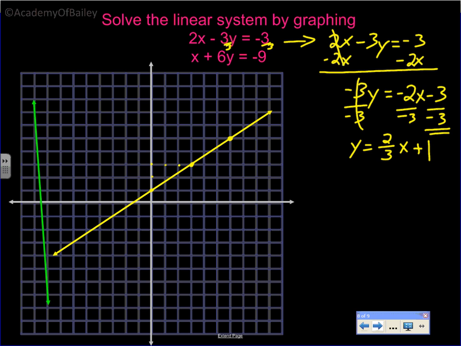That's what we have. That is the equation for 2x minus 3y equals negative 3. All right. So now, looking at the next one, it says x plus 6y is equal to negative 9. I know if I try and find the y-intercept, I'm going to come up with a fraction of negative 1.5. So what can we do here?